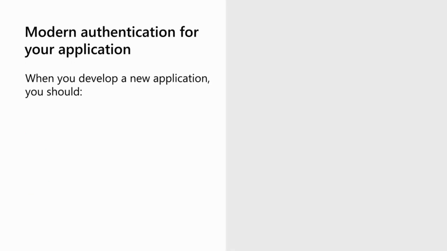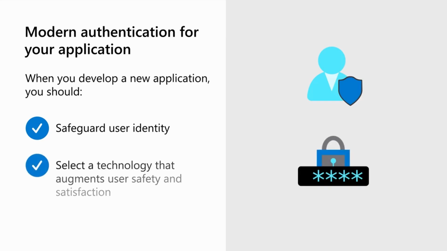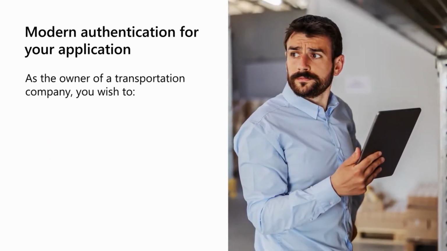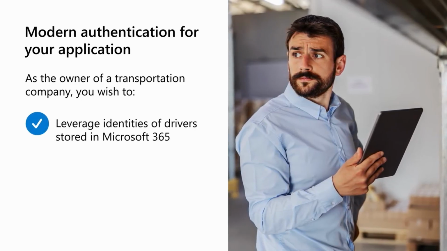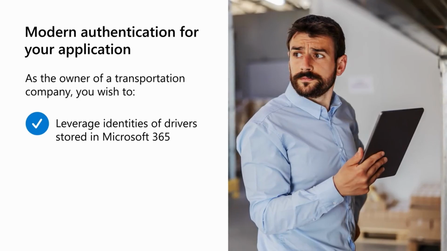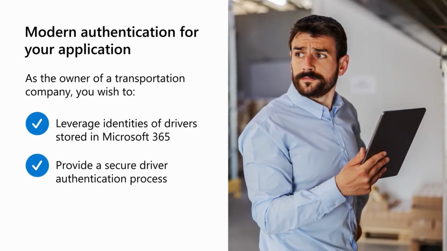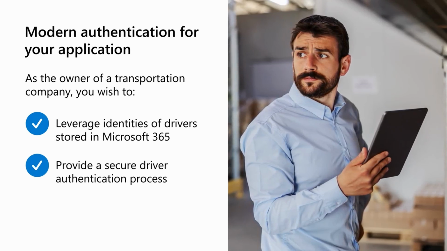As you develop your application, securing user identities is crucial. With numerous technological options available, choosing an appropriate one for the application helps achieve security and user satisfaction. Imagine you are the owner of a transportation company. You might consider leveraging identities of your drivers already stored in Microsoft 365 to authenticate them in your scheduling app. By doing this, you wish to enhance the authentication process for your drivers to ensure their identities are secure while keeping the user experience smooth.